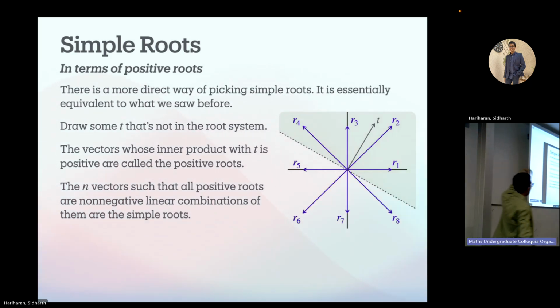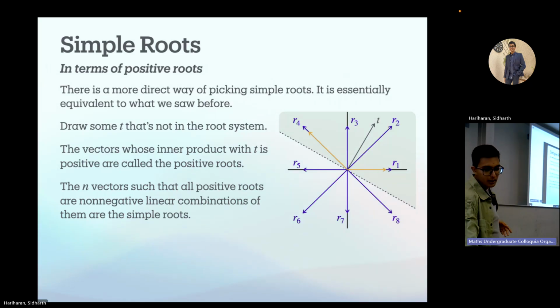So if you just pick n vectors over here, such that all the roots that live in this green region are non-negative linear combinations of those n guys, then you're going to get precisely the simple roots. Okay, so that's how you know that there's n of them. I've kind of cheated a little bit over here. There's a few details over here.